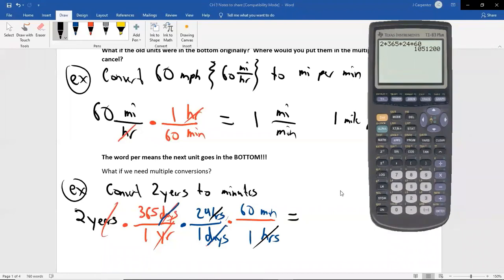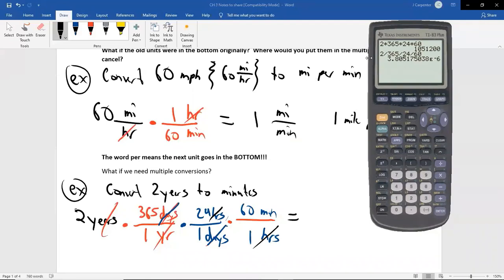So if someone had divided all of those numbers, if they did 2 divided by, this is wrong, divided by 365, divided by 24, divided by 60, if they had done this, again, this is wrong, they get 3.8 e negative 6, which means it's 0.000038, which is a teeny number, and that is absolute garbage. It is not less than 1 minute is 2 years.